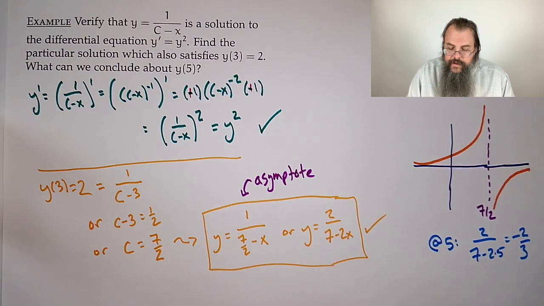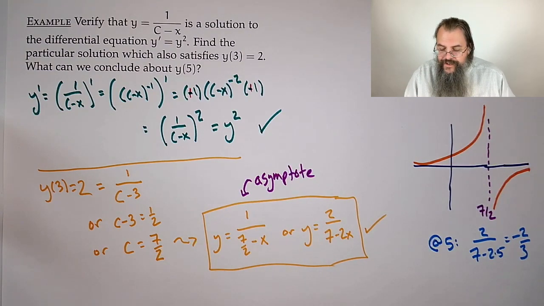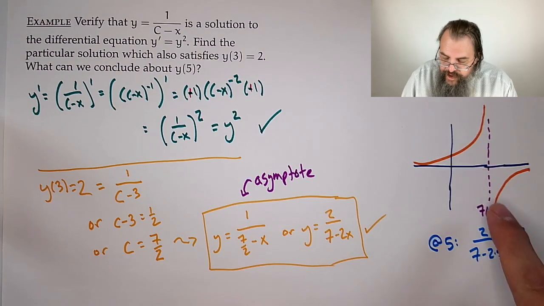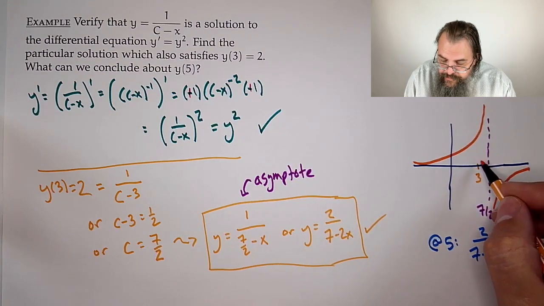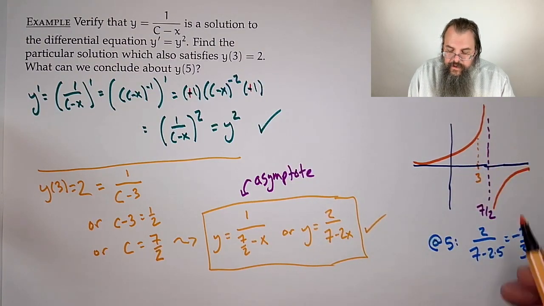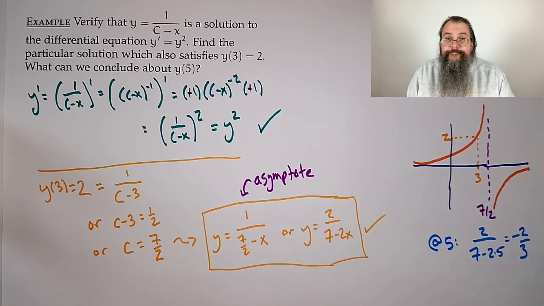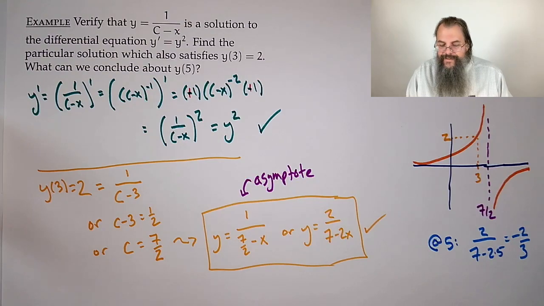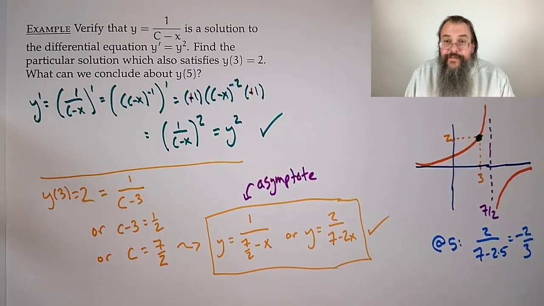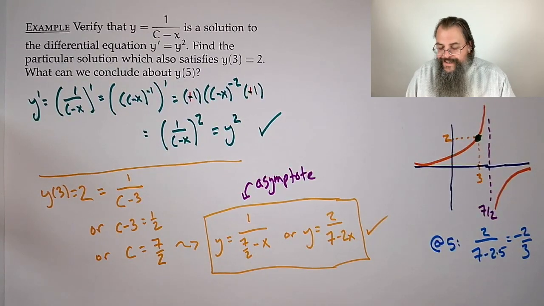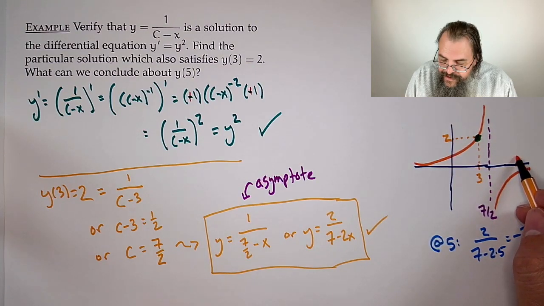And let's also mark where's our initial condition. And our initial condition is at 3. Now 3 is below 7/2. So here is 3. And so our initial condition says when you plug in 3, out comes 2. All right, so there we go. Now, where is 5 in this picture? Well, it's on the other side of the asymptote. There's 5.